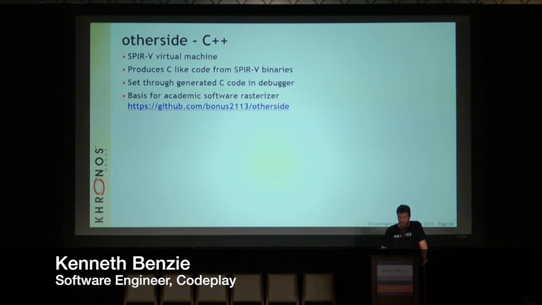Now, the other side is a C++ SPIR-V virtual machine. So this produces SPIR-V-like code from SPIR-V binaries, and this allows you to step through this code with your normal native debugger. This is going to be the basis of an academic software project. I'm interested to see the results of this.